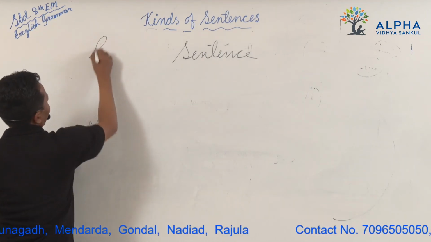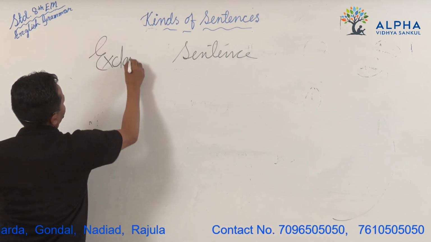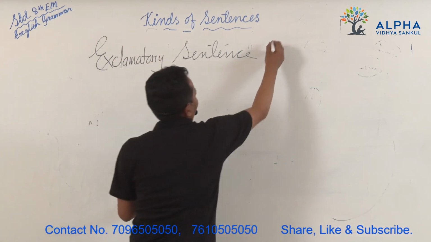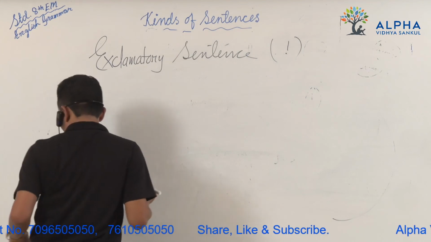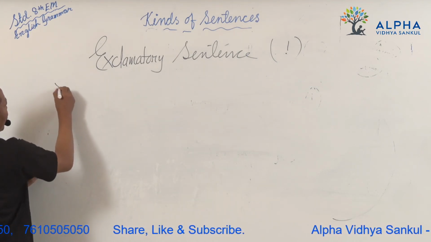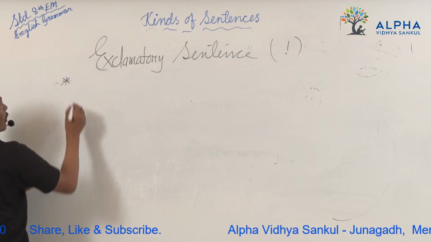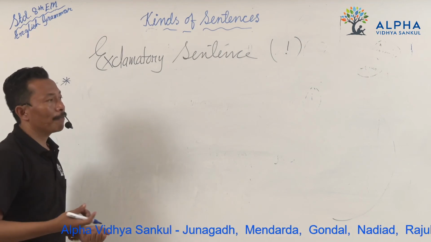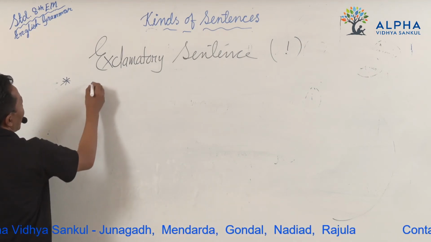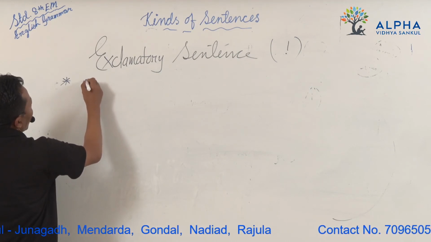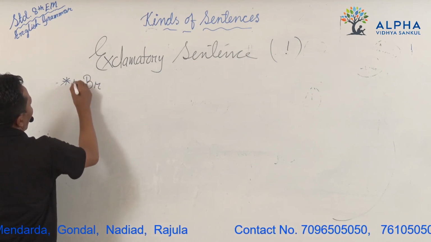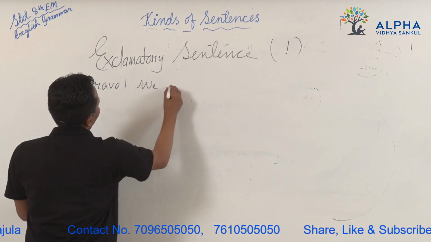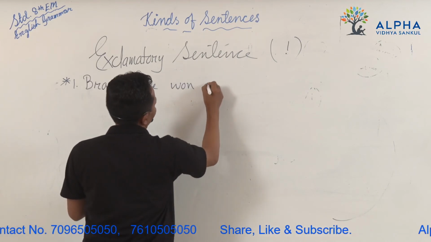Now you see, let me say, exclamatory, and there will be what? This symbol will be there. First, for the exclamatory sentence, there will be a sudden feeling of what? It may be happy. For example, see, bravo, we won the match.